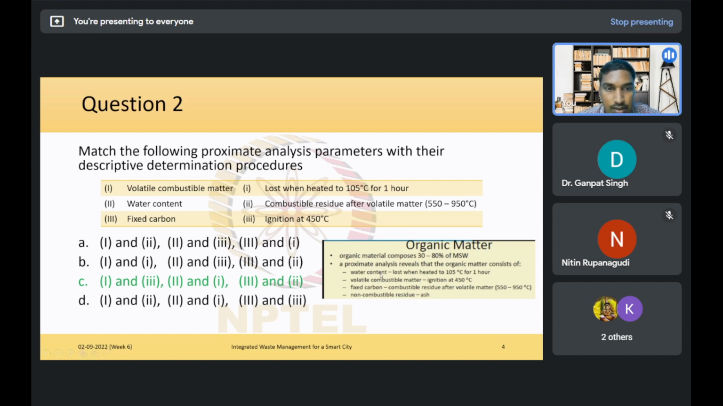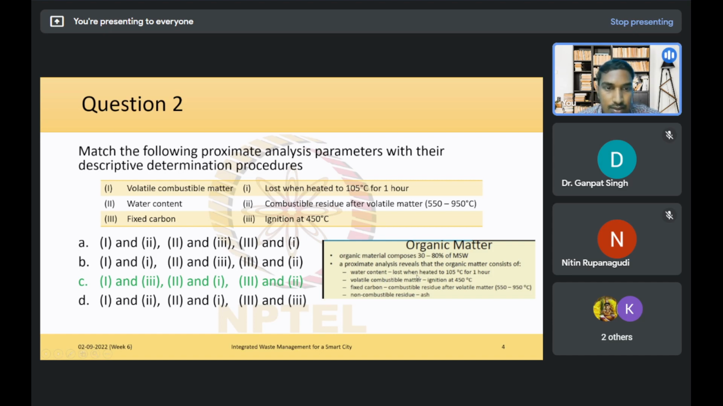For water content, the procedure is to heat it to 105 degrees celsius for about 1 hour. Water is the first thing that will be leaving the waste. Water boils at 100 degrees centigrade, so when we heat to 105 degrees centigrade for 1 hour, all the water will be lost. With that we will be able to determine how much water was there by weighing it before and after the heating.